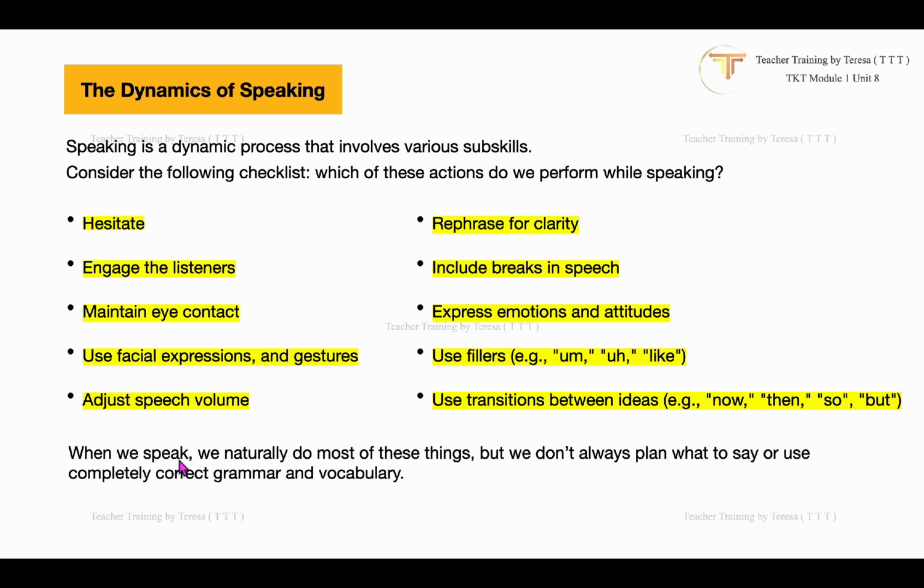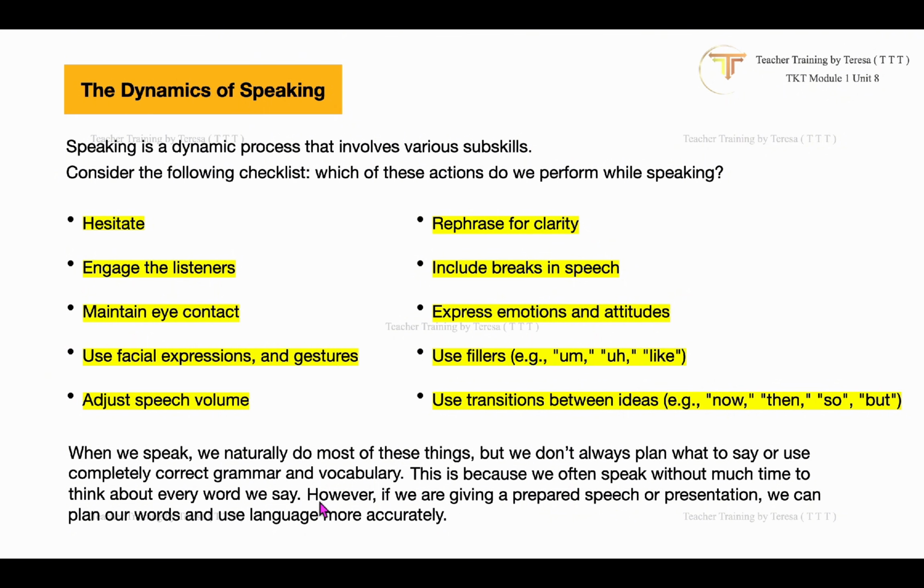When we speak, we naturally do most of these things, but we don't always plan what to say, or use completely correct grammar and vocabulary. This is because we often speak without much time to think about every word we say. However, if we are giving a prepared speech or presentation, we can plan our words, and use language more accurately.